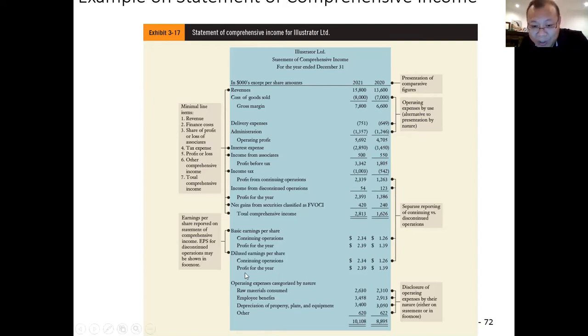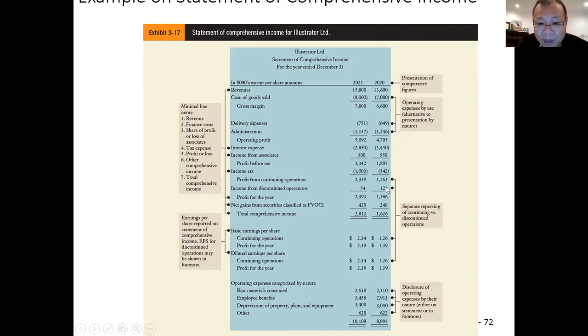IFRS requires classifications based on nature and resource. That's what is here. So you see here, they use a disclosure, okay? This disclosure of operating expenses by their nature, you can see materials, labor, and depreciation, right? So this information is mandatory, has to be disclosed, okay?